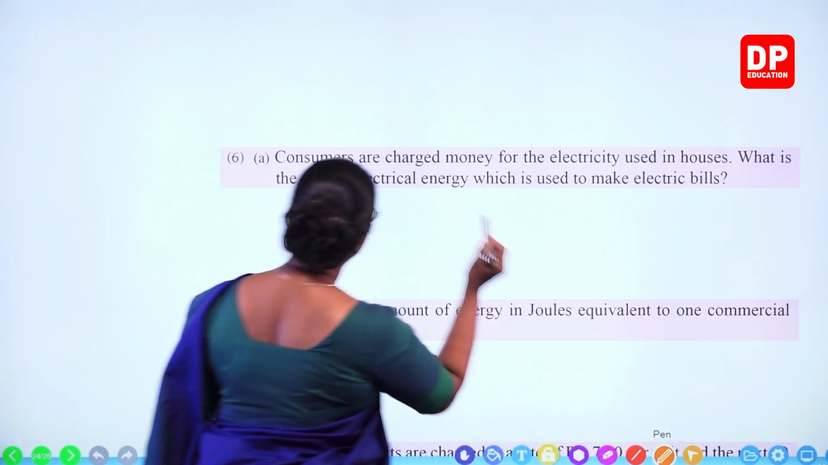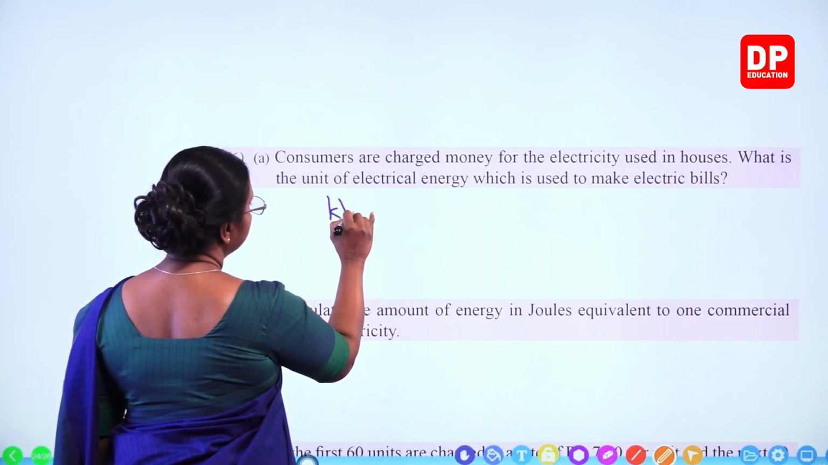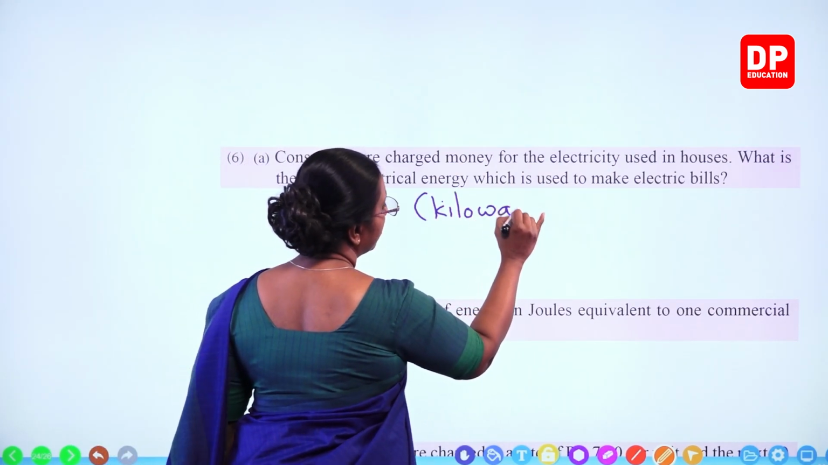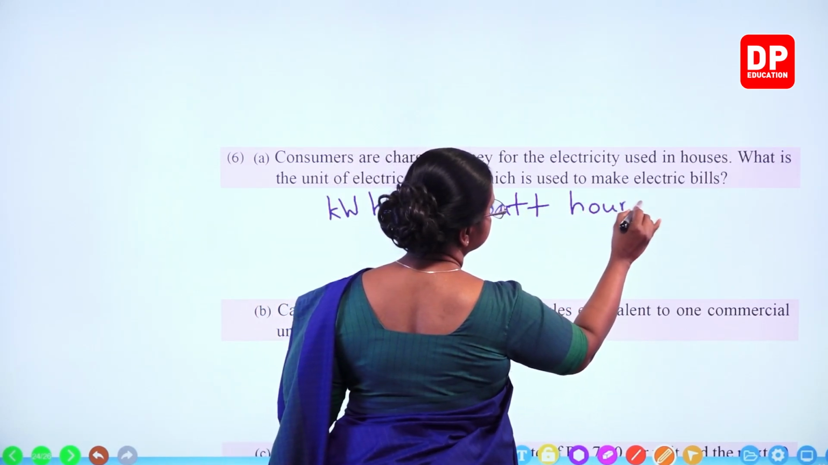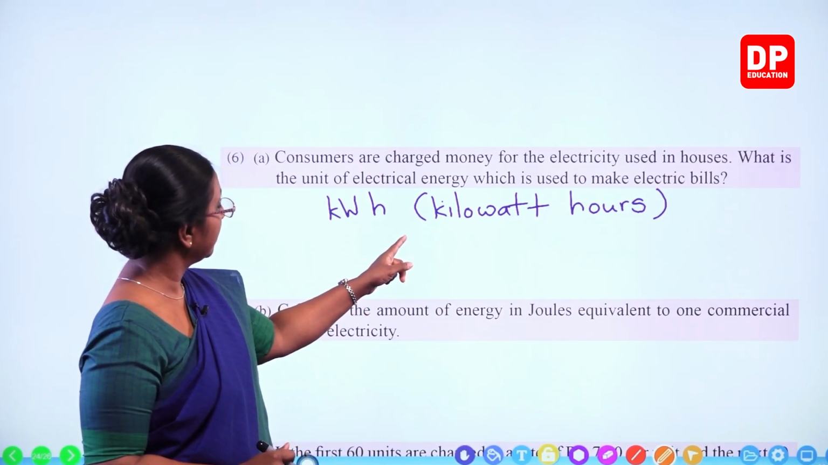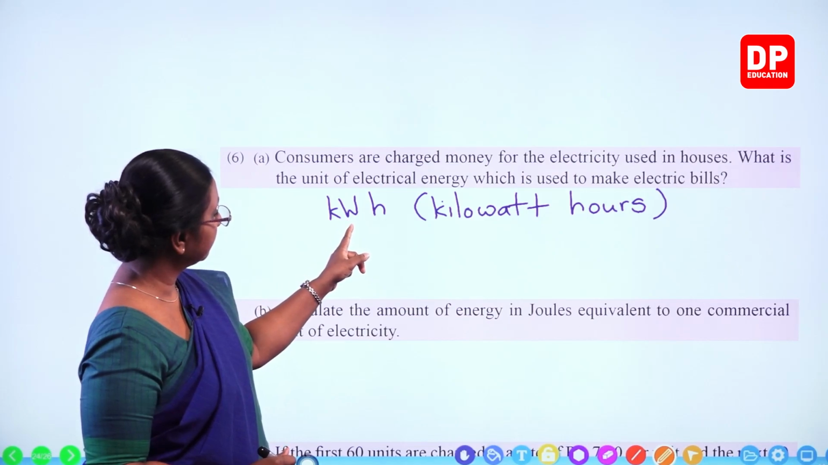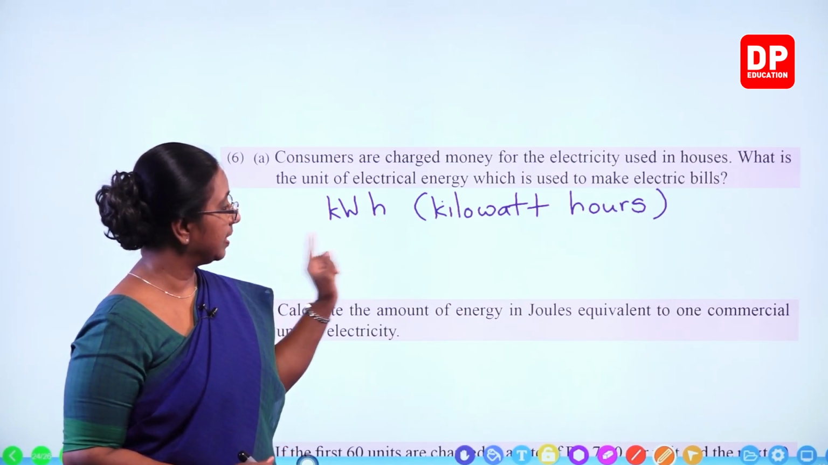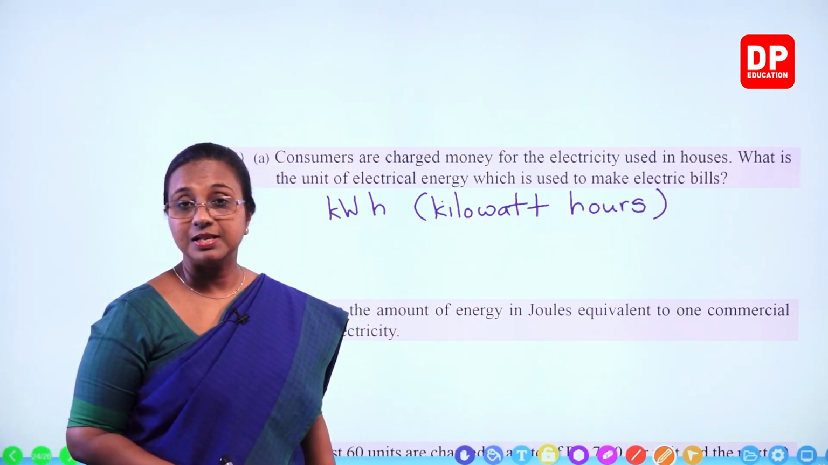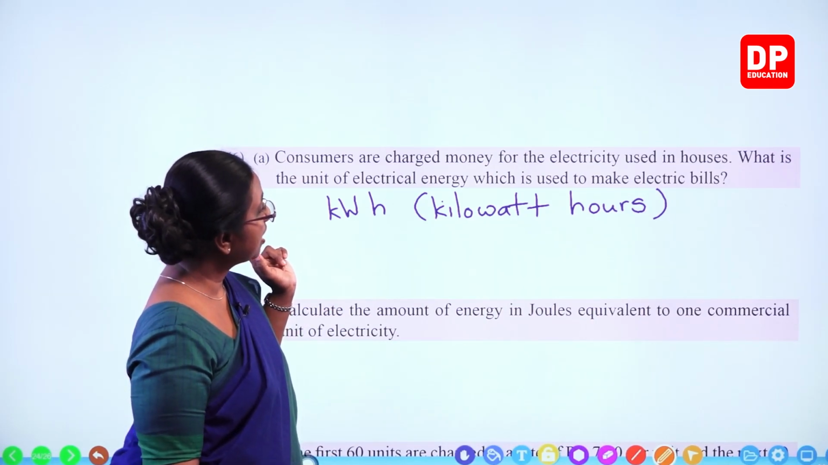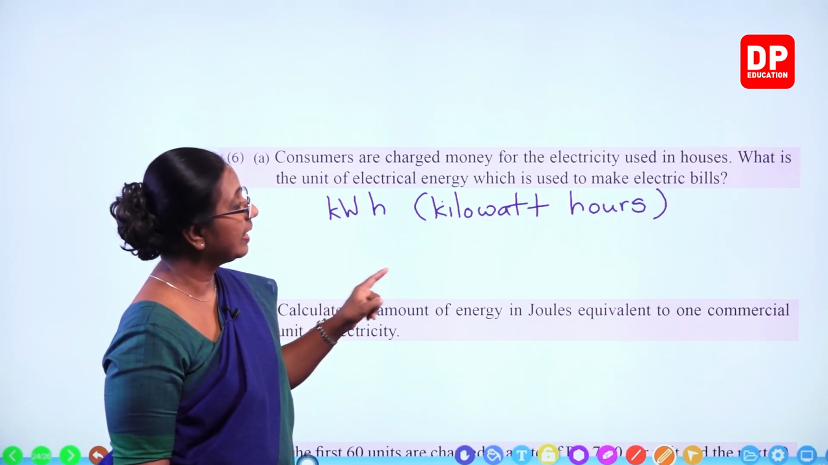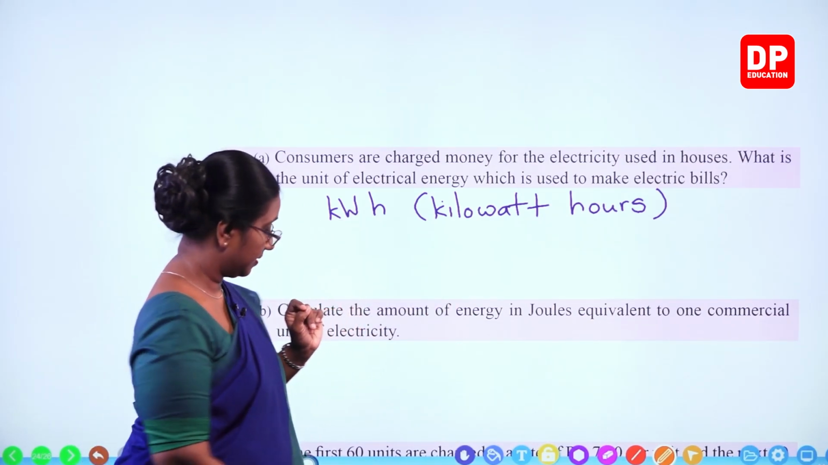So here, kilowatt hours. Normally, watt, W has to be in capital. So if you write it in symbols, units like this, K simple, capital W, and H simple. But when you write it in words, kilowatt is one word. So you don't have to use a capital letter there. Consumers are charged money for the electricity used in houses. What is the unit of electrical energy which is used to make electric bills? It's kilowatt hours.